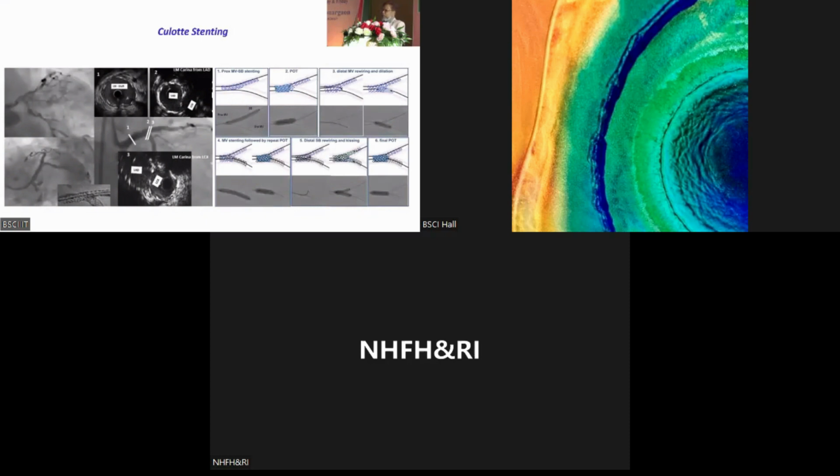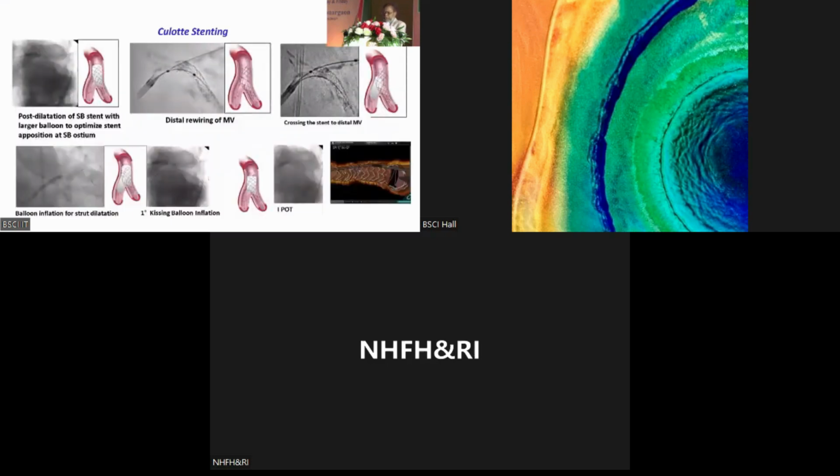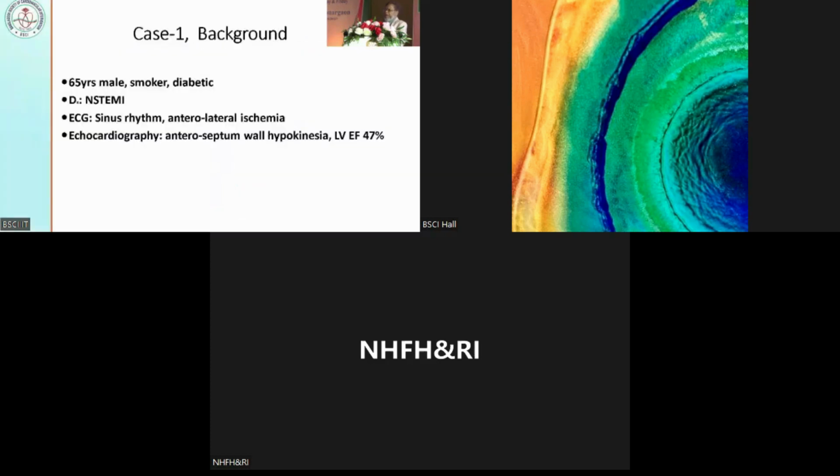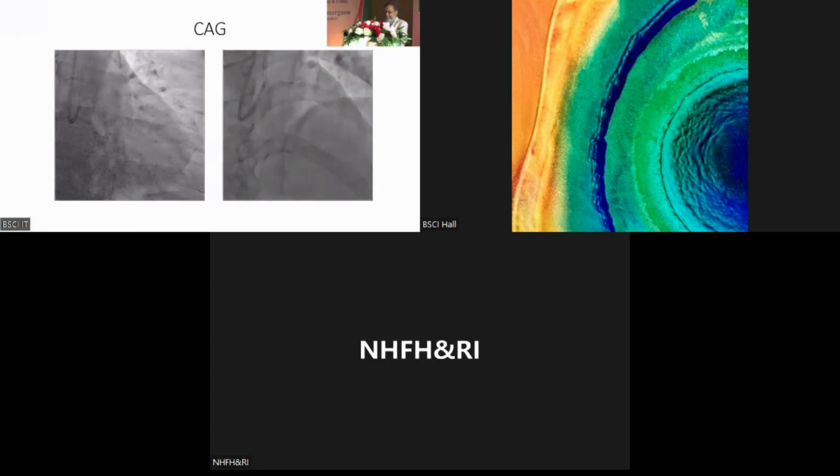And this is the culotte, and we know the different steps of the culotte. I shall show them in a case, and that is why I do not want to go into too much theory. These are the different steps. Let us see cases. A 65-year-old male, smoker, diabetic, with non-ST elevation myocardial infarction and left ventricular ejection fraction 47%. And you see, these are the angiographic findings.